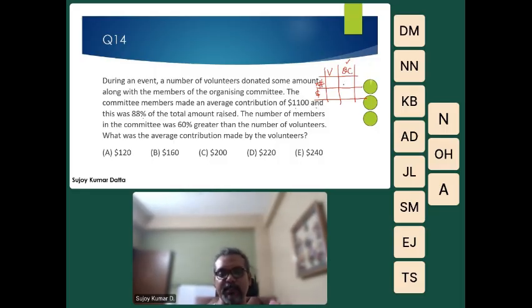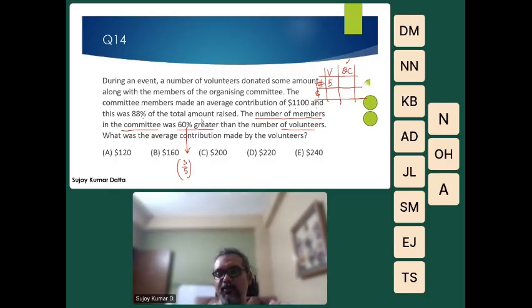So let us move on to the next part of the information, which talks about the numbers. The number of members in the committee was 60% greater than the number of volunteers. Now, 60%, if you look at it, is 3/5 as a fraction. So what I do is I take the volunteers to be 5. See, because there's just 60 percentage information given, right?